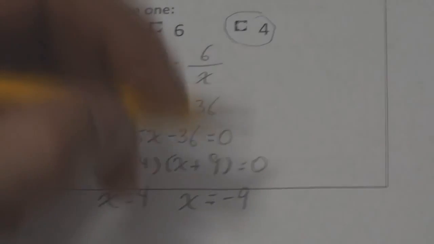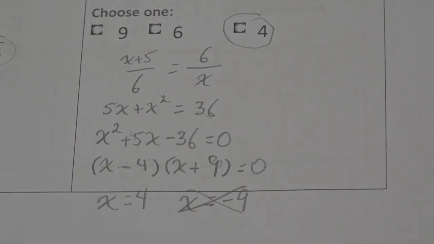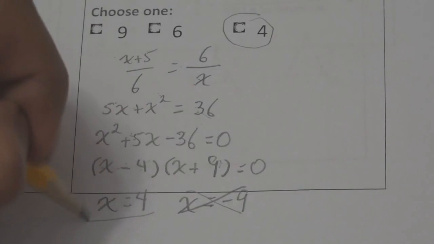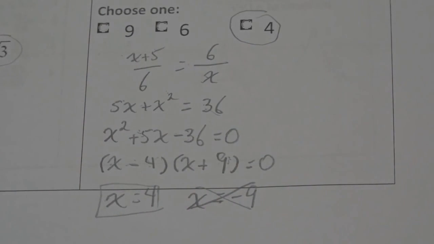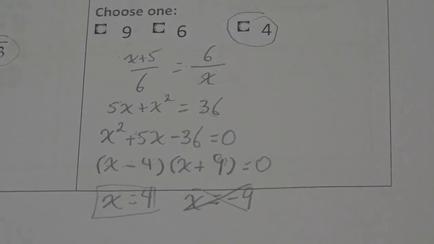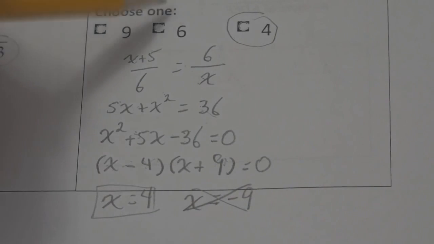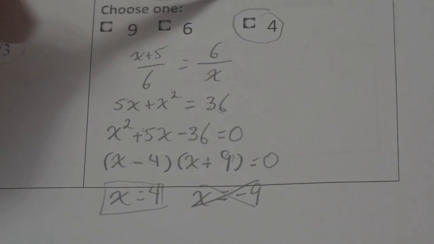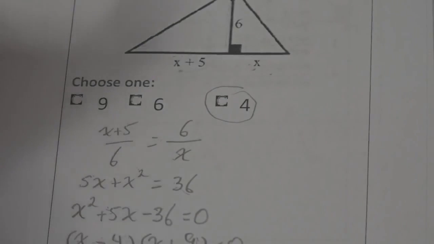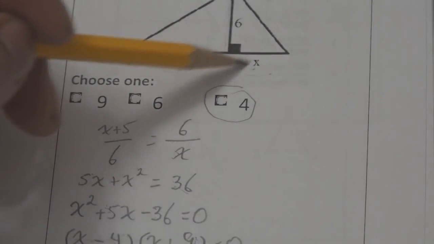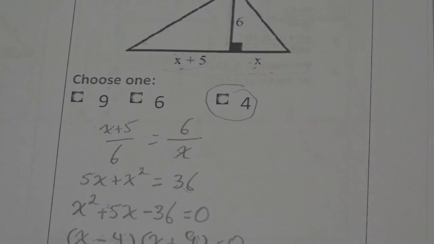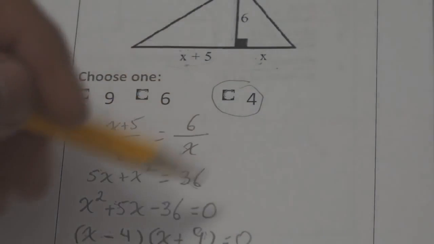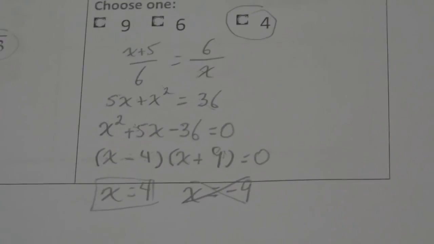Distance is always positive, so we reject the negative value and we utilize the positive one. So x equals 4. Had they asked you what is the length of the hypotenuse, you would have to plug in 4 right here. So this would be 9 plus 4. The hypotenuse would be 13, all right? But it's not. They just want you to find the value of x, so that's it. Let's move on to our next problem.